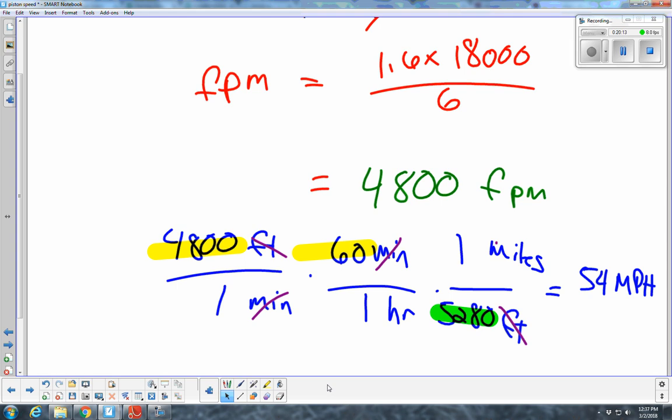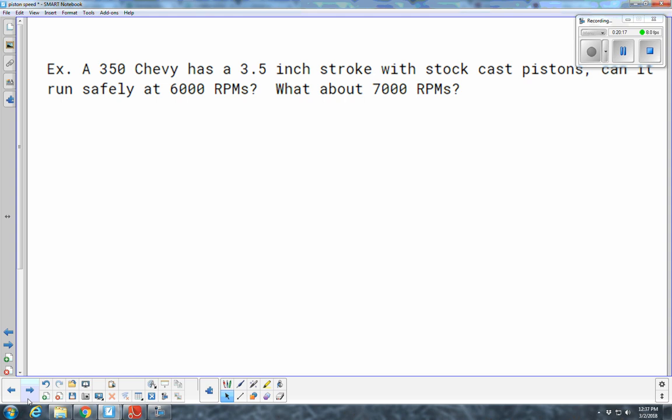Okay, so let's try this example out. Let's see if you can figure this example out without me helping you. I'll give you a second to try this on your own. You've got a 350 Chevy with a 3.5-inch stroke, cast pistons. Can it run safely at 6,000 RPMs? That's the question. Run the numbers, find out the feet per minute, and see if it's okay for cast pistons. Then try it for 7,000 RPM. So try both ways. I'm going to pause the video, and we'll come back to you in a second.